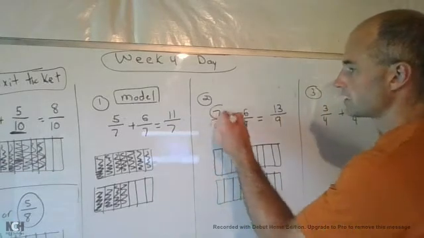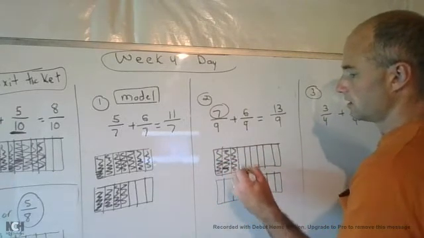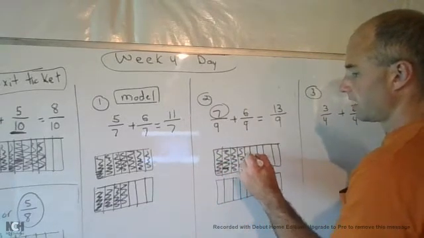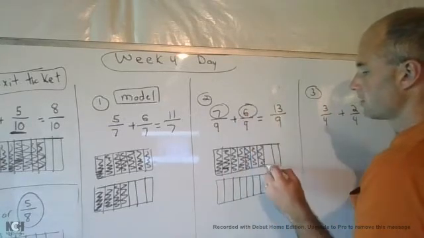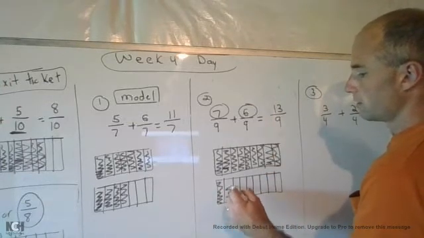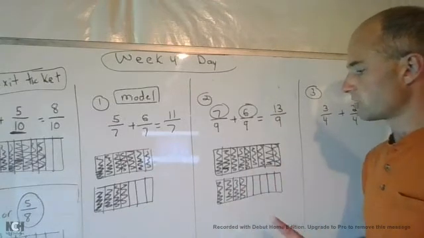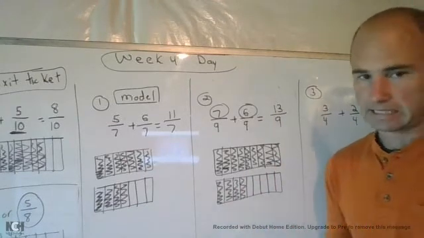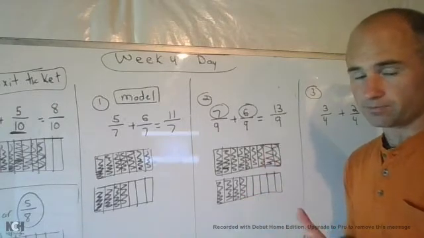So I'm going to shade in 7. 1, 2, 3, 4, 5, 6, 7. And I'm going to shade in 6. 1, 2, 3, 4, 5, 6. Which now shows I have 13 ninths. Both boxes are broken up into ninths, which is your denominator.